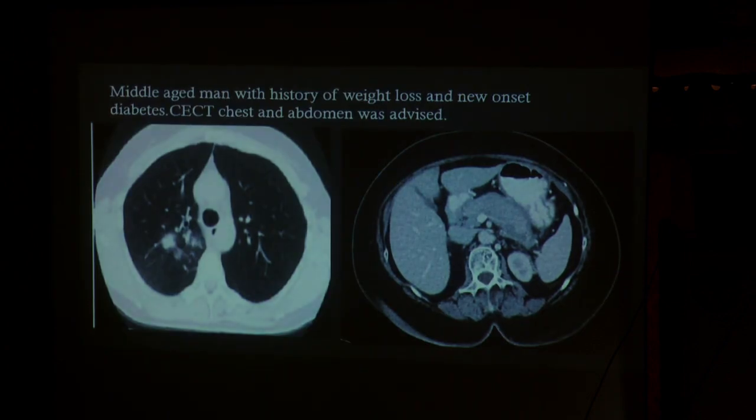So here is my third case. A middle-aged man with history of weight loss and new onset diabetes. So CECT chest and abdomen was advised. The abdominal findings, anybody? It is a spotter. Sausage-shaped pancreas with peripancreatic halo. Yeah, it is autoimmune pancreatitis. Associations of autoimmune pancreatitis.